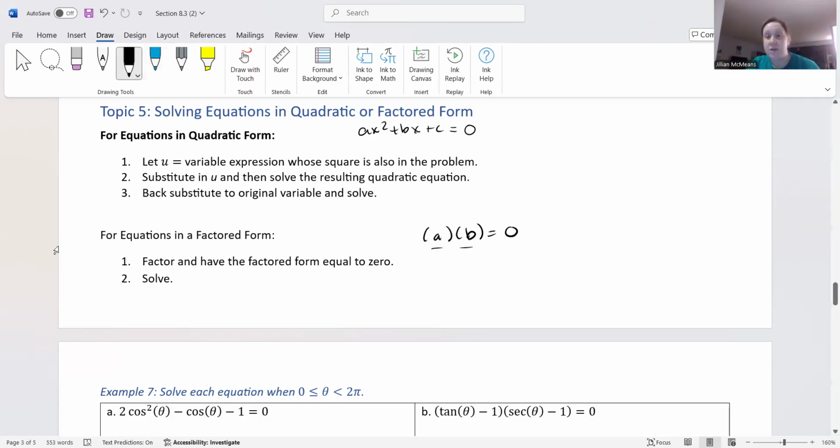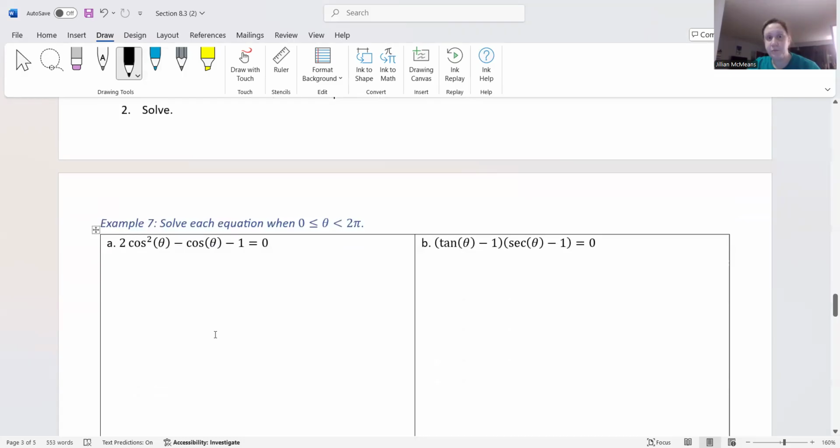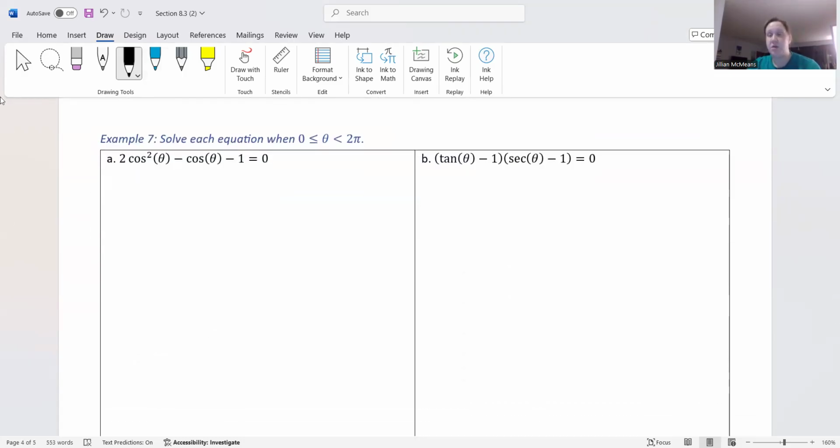Okay, so let's look at one of each. Example 7 says solve each equation when theta is from 0 to 2 pi. So again, solving from 0 to 2 pi is pretty standard, okay?